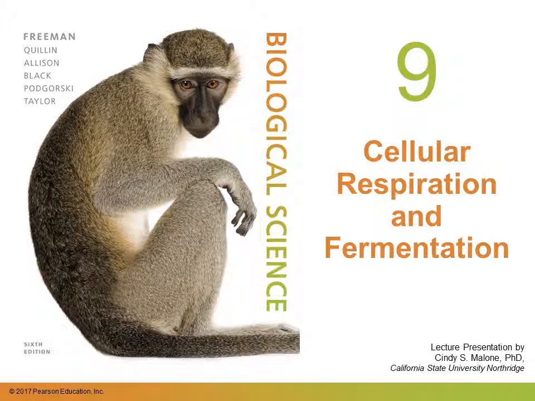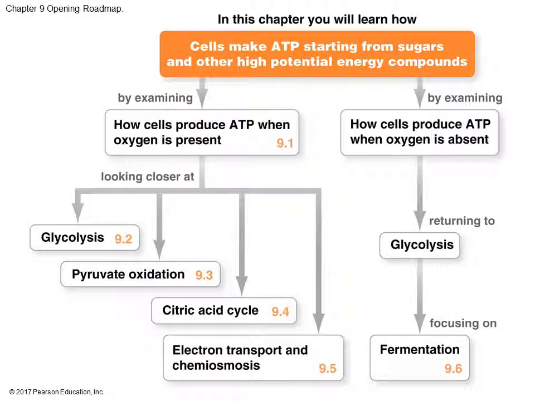Chapter 9, Cellular Respiration and Fermentation. Another name for cellular respiration is aerobic respiration, or we could also say it's the oxidation of glucose. Well, if I keep on thinking about it, maybe I can say that it's also a catabolic pathway.